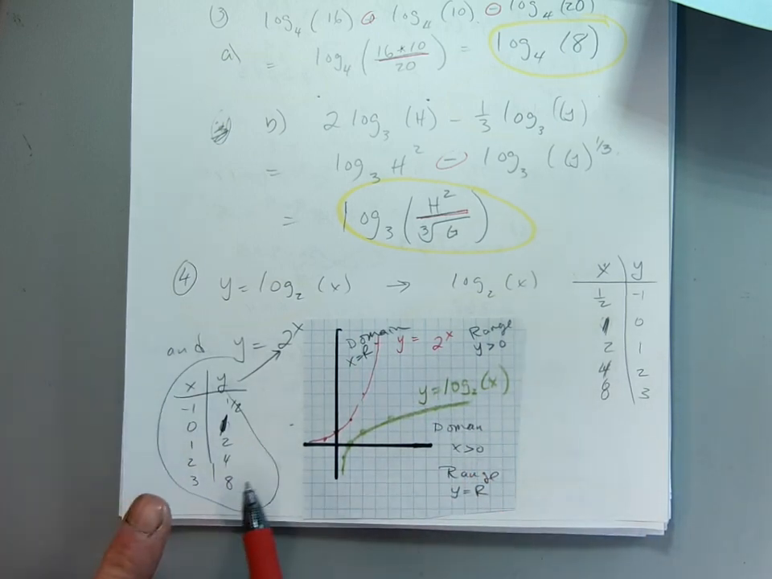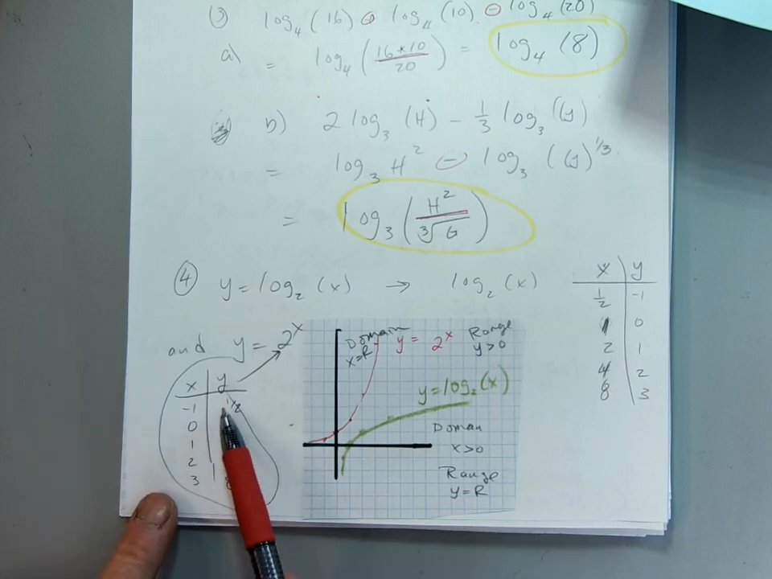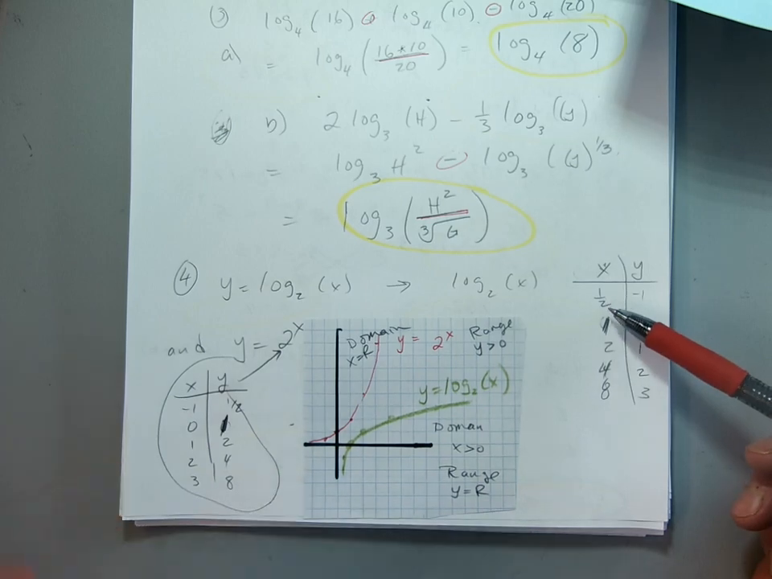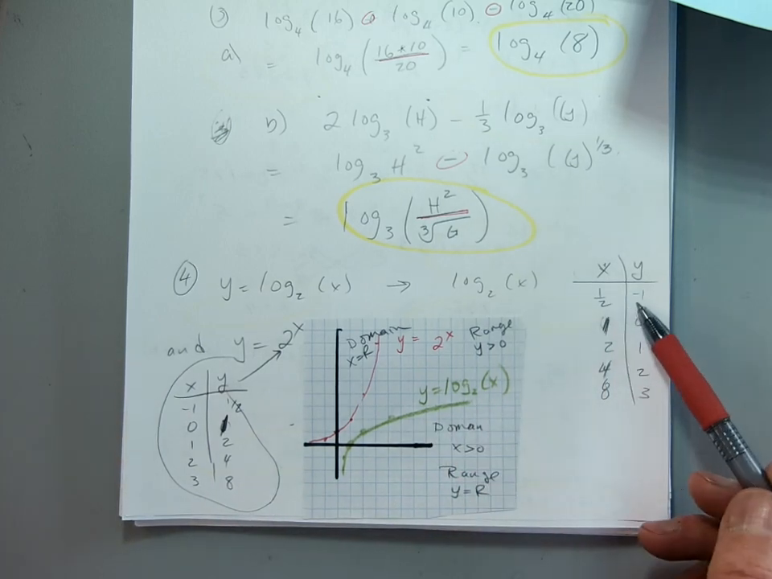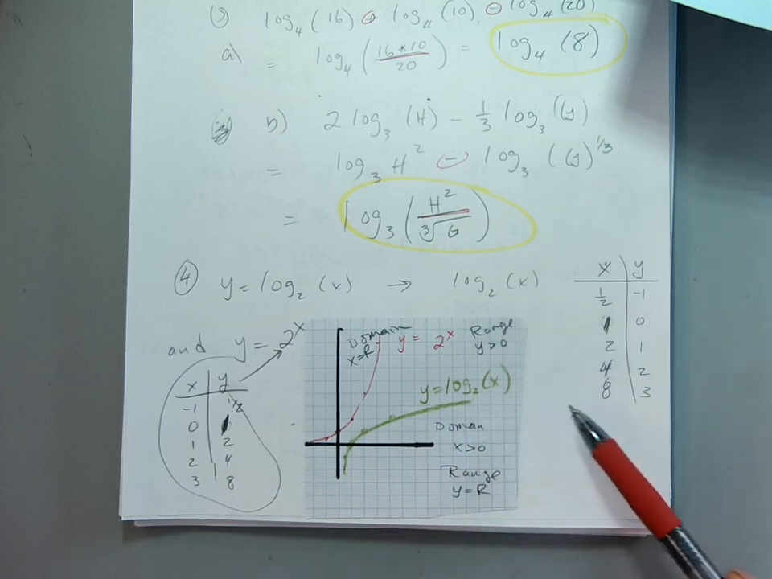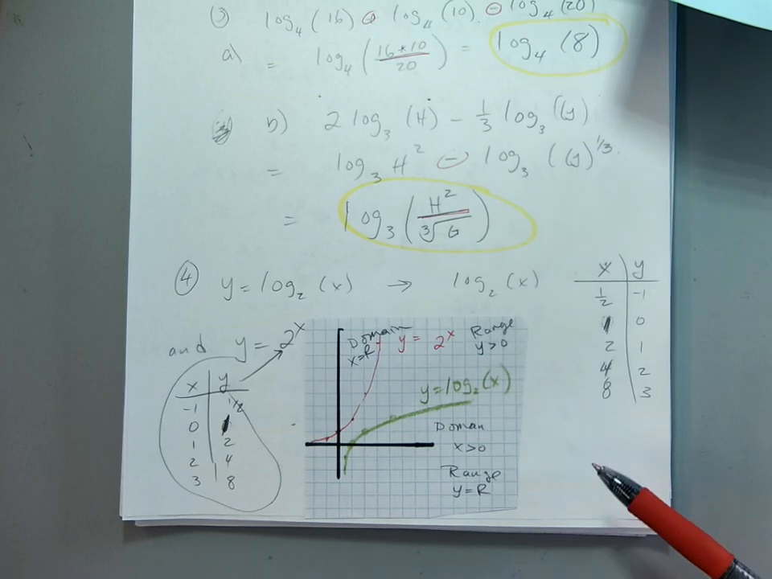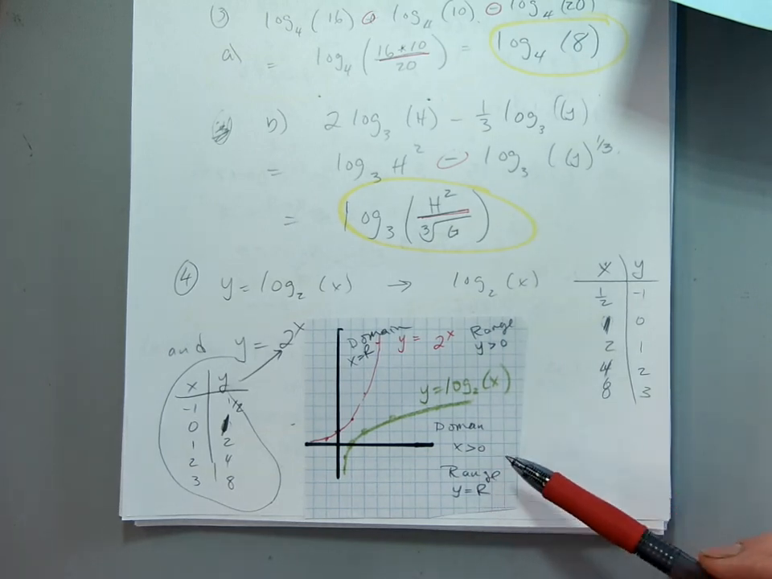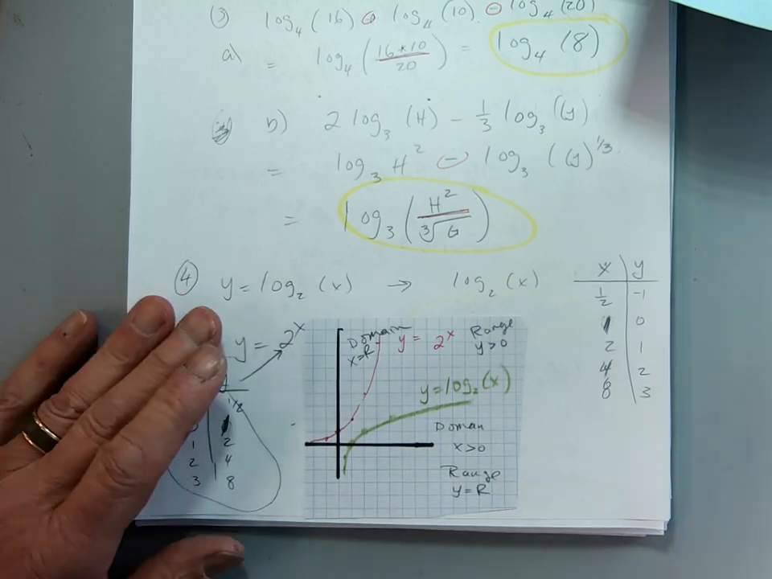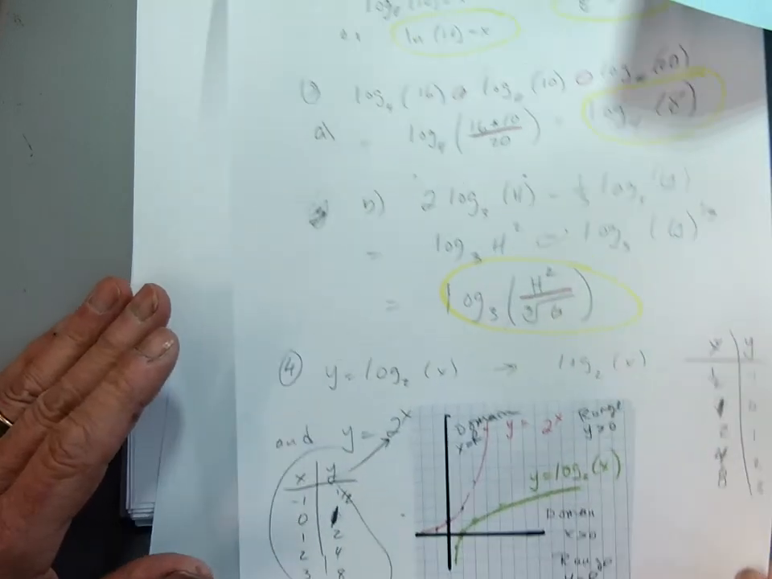So then, to do the inverse, which is the log, I just reversed the x and y values, and I graphed the inverse, which is 1/2, -1. I've got 1, 0, 2, 1, 4, 2, and 8, 3. Okay, so that's the log equation. And then, of course, its domain is x is greater than 0, and its range is y is equal to all real numbers.